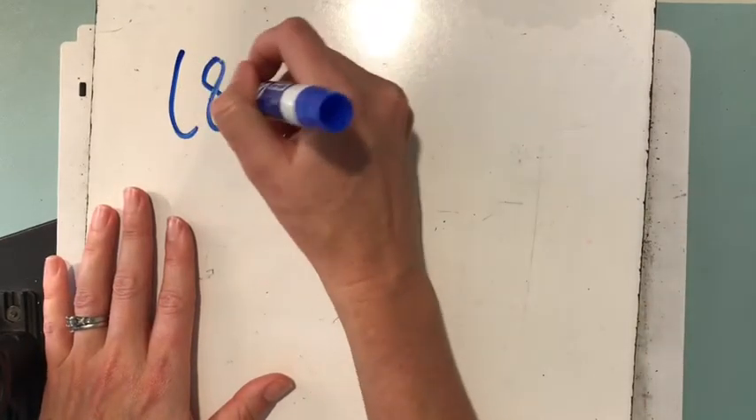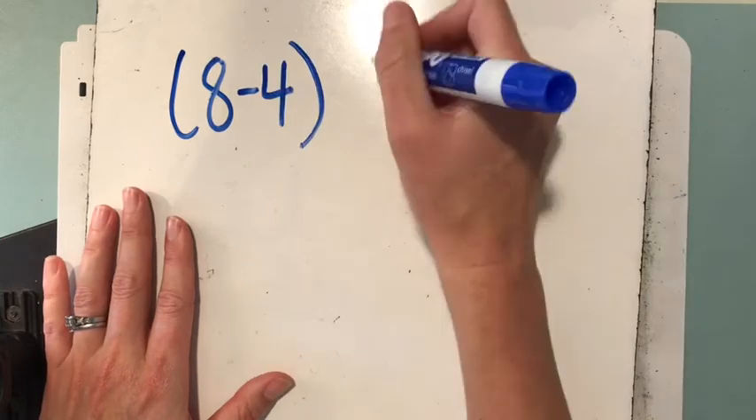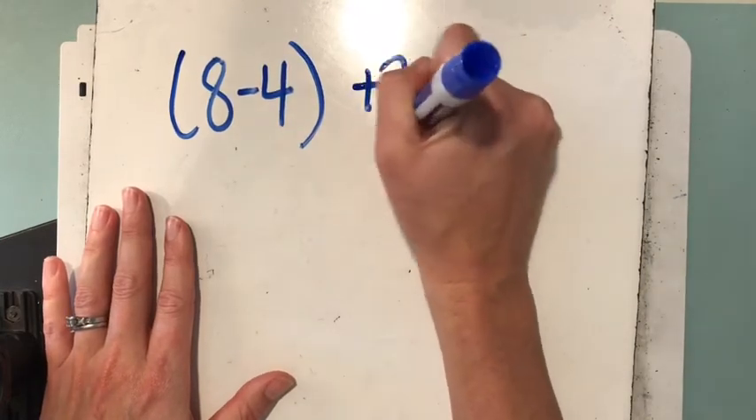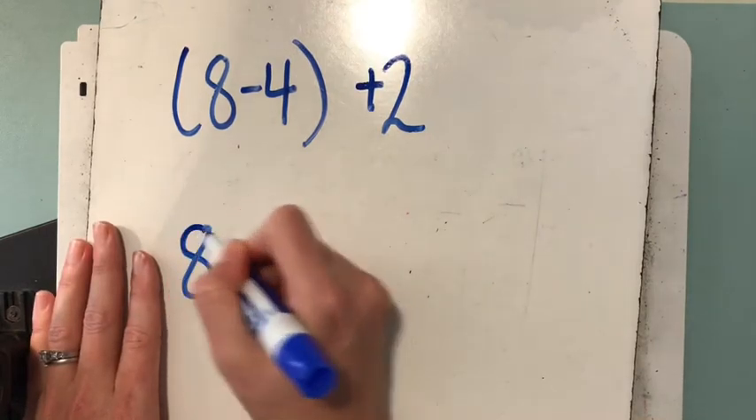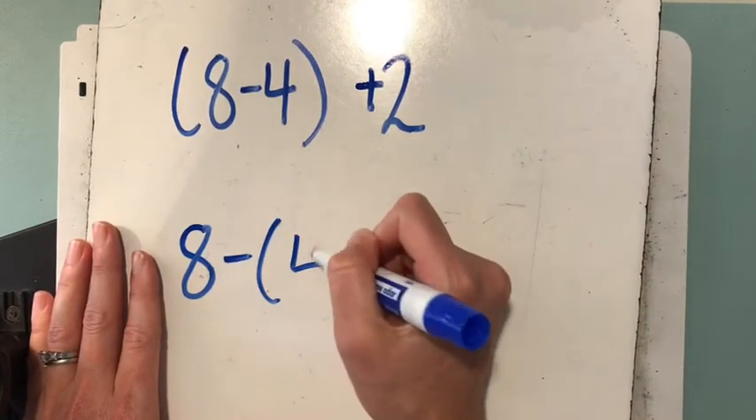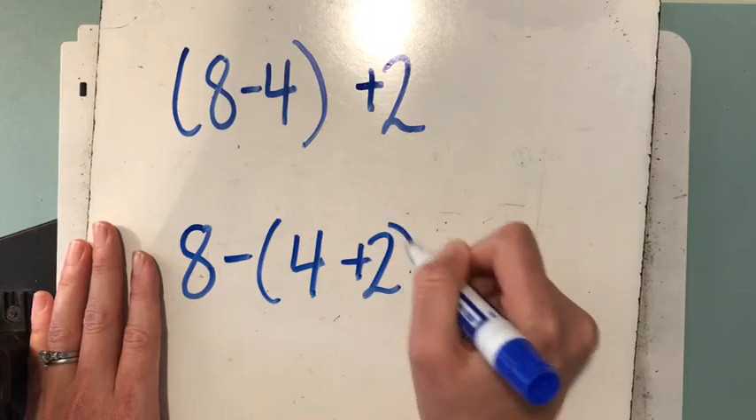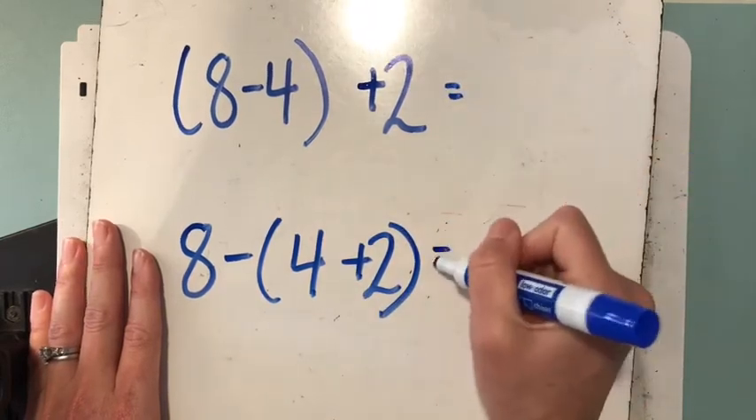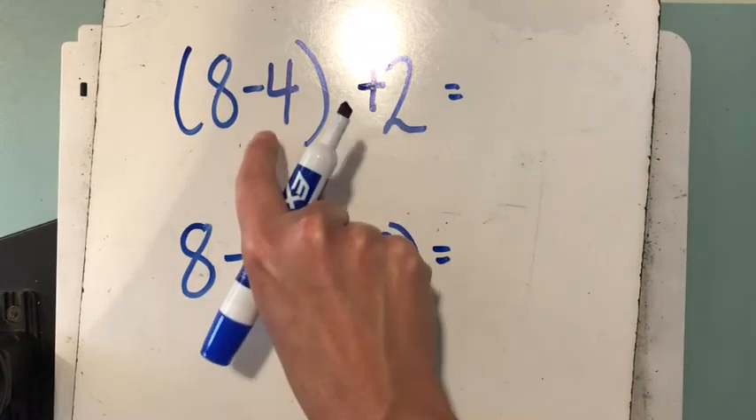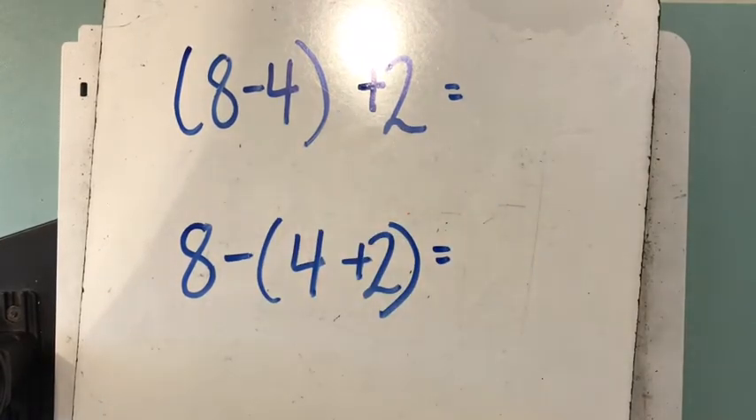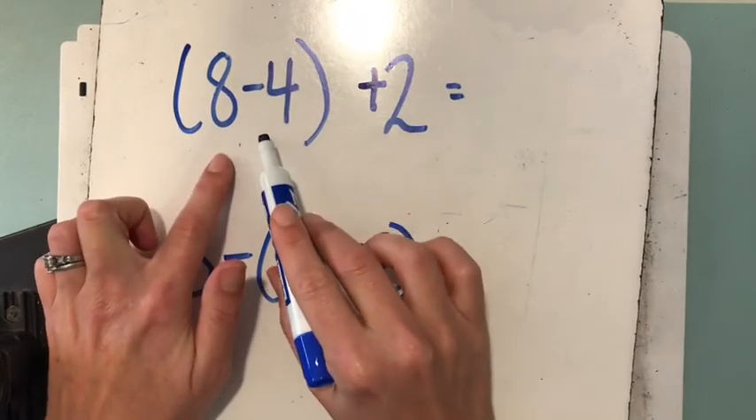I think I'm going to do 8 take away 4 plus 2. And then I'm going to move the parentheses over to the right. So I will have 8 take away 4 plus 2. Okay, does anybody remember what I do first? Should I solve for the 2 outside or should I solve for the parentheses first? The parentheses first. Okay, so let's do this top one first.